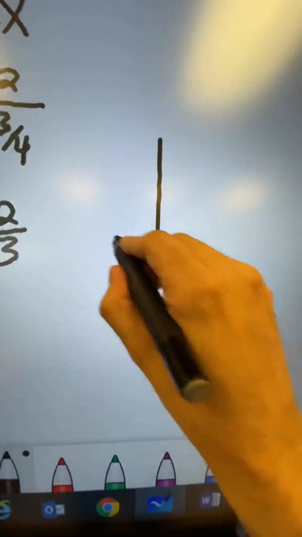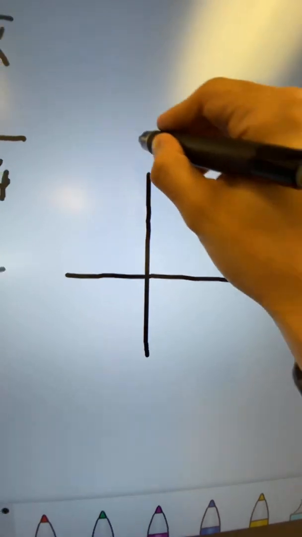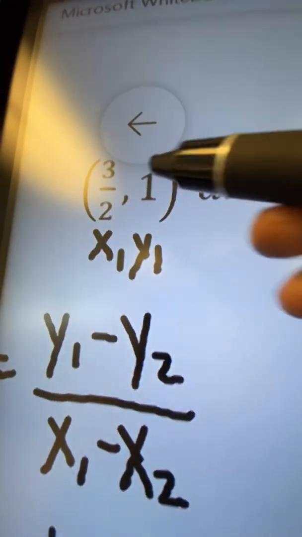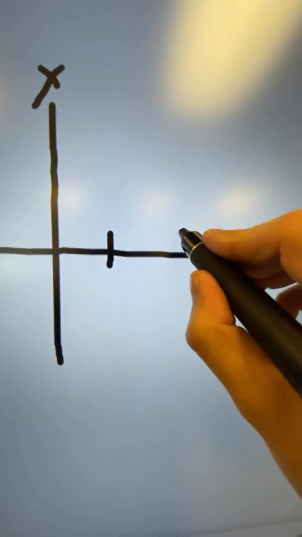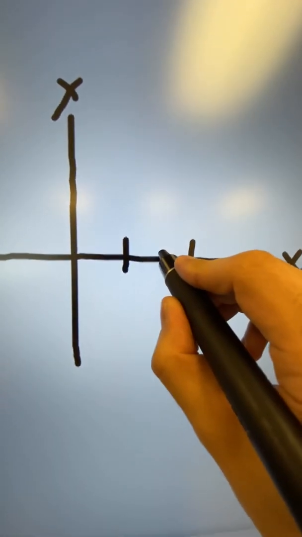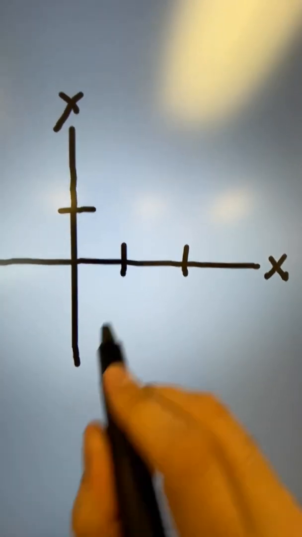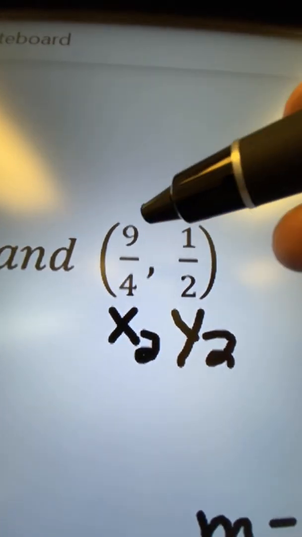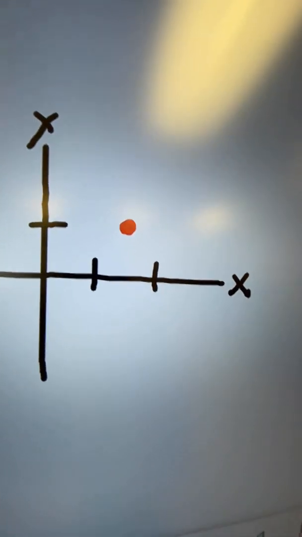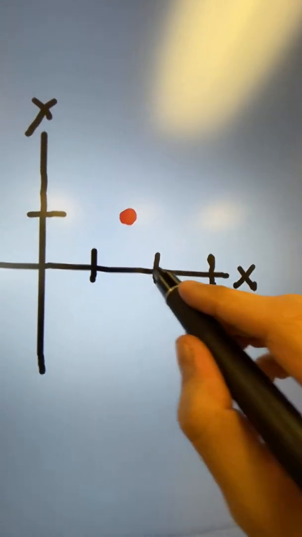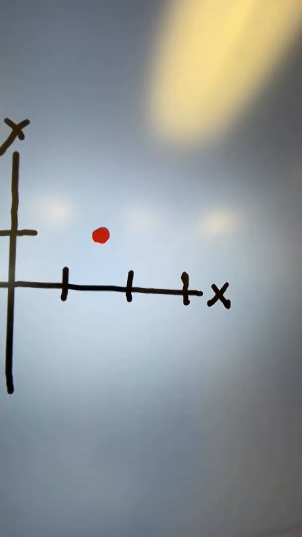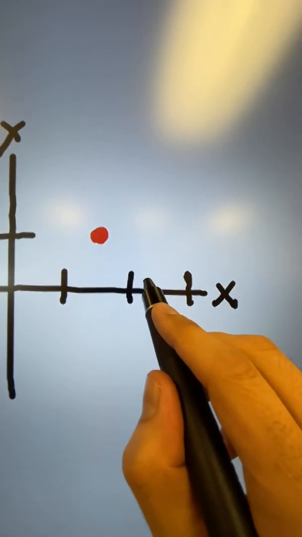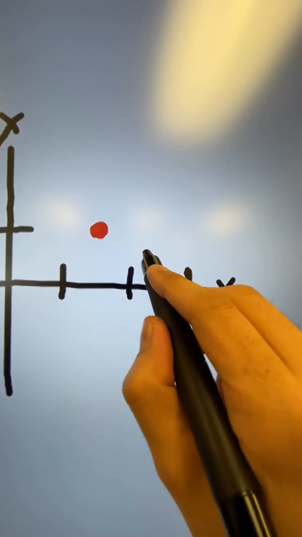You do a quick sketch of your two points. So if I were to plot the first point, 3/2 and 1, 3/2 is 1.5, and up 1. So that'd be that point. And then my next point, 9/4 and 1/2. 9/4 is about 2 and 1/4, which is about somewhere right here. And I've got to go up 1/2, which is right here.